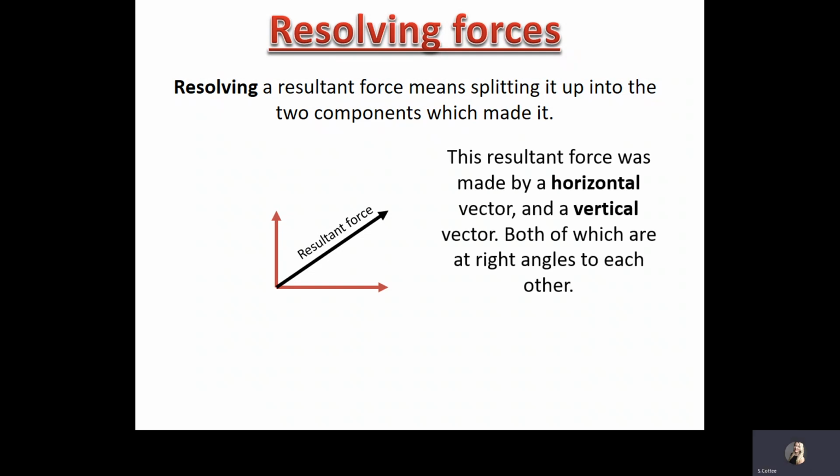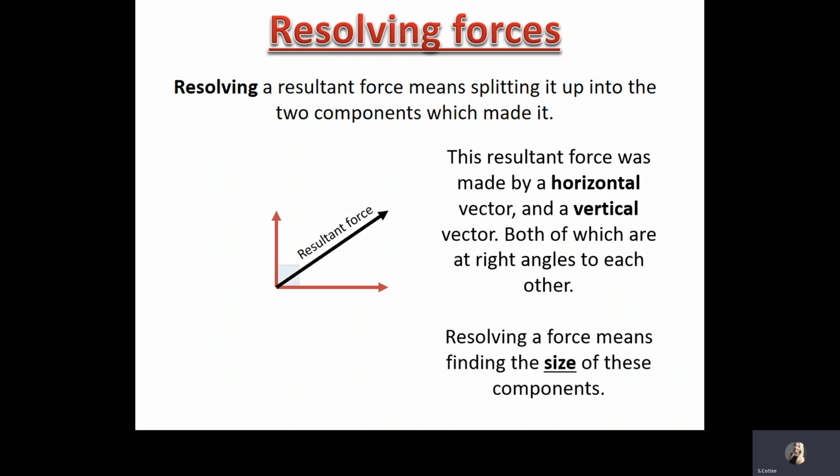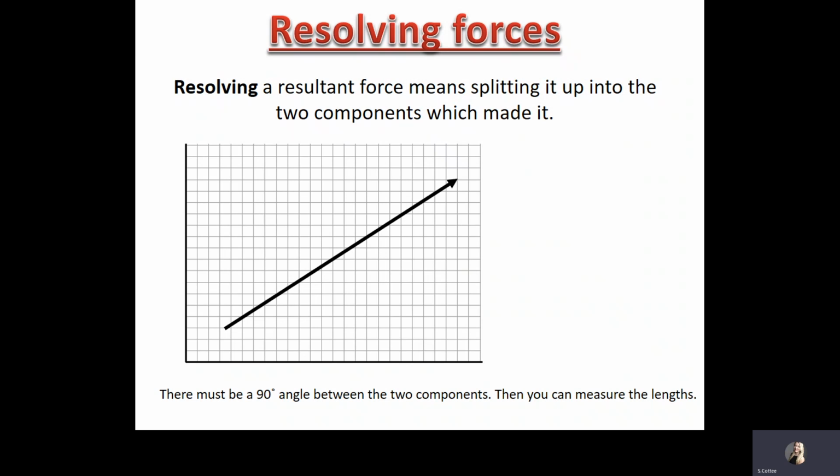This resultant is made by two different vectors, one that is horizontal and one that is vertical. Now, they're both at right angles to each other. And resolving that resultant force means finding the size of those two components. Now, this is all well and easy when you have a grid behind your force, behind your vector, because you can easily draw your horizontal and vertical components. And that can be really difficult when you are using plain paper.